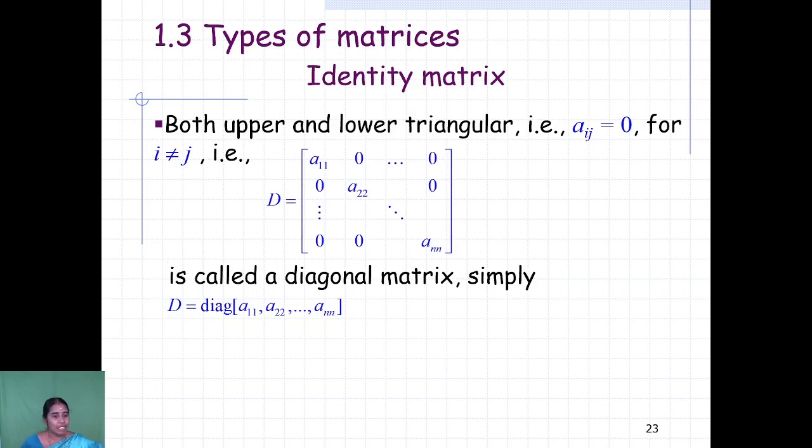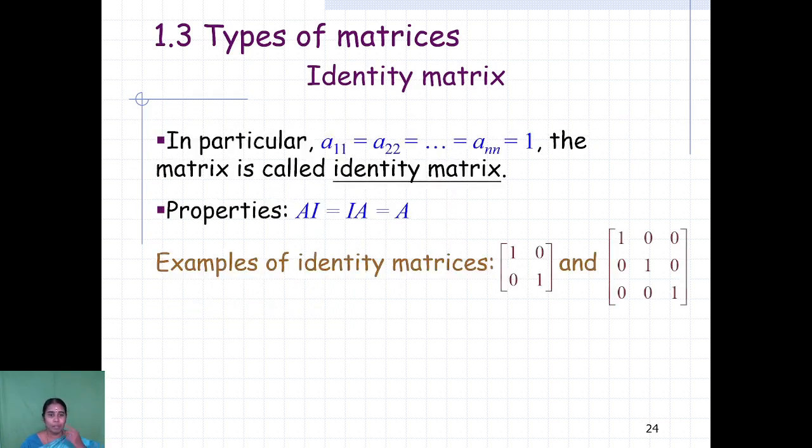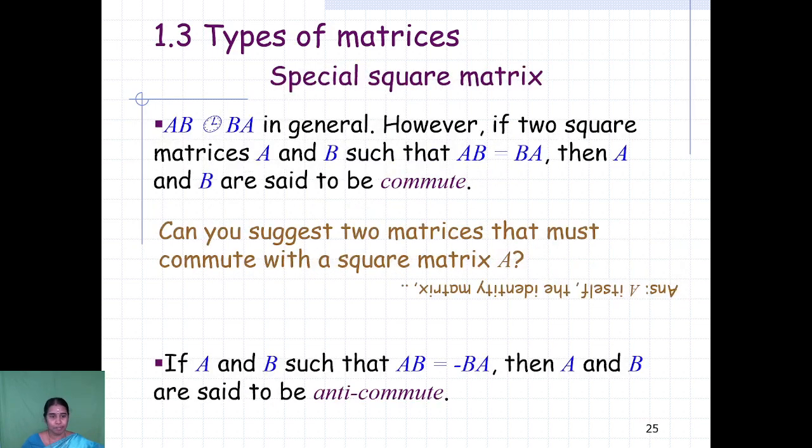Simply we say that D is equal to diag(a11, a22, etc., amm). In particular, if a11, a22, etc. are equal to 1, then the matrix is called an identity matrix. Properties: A times the identity matrix equals the identity matrix times A, which is nothing but A. An example of an identity matrix is 1, 0, 0, 1. It is a 2 by 2 matrix. Next one is a 3 by 3 matrix.